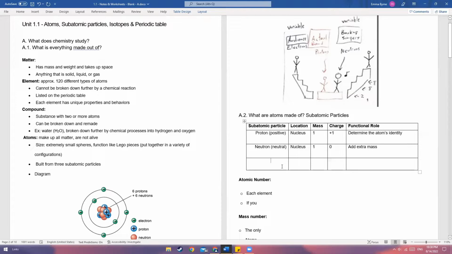And the last one is the electron. The electrons are the particles that are found in the valence shells, or those rings that are protruding from the nucleus. Electrons have a negative charge, and their location is in the shells. Unlike protons and neutrons, they have an extremely light weight, so they are said to have zero mass, which sounds a bit funny, but that's just the way it is. And the charge, like we said, is negative, so it's -1.